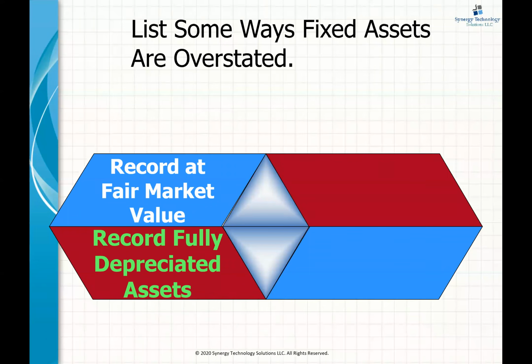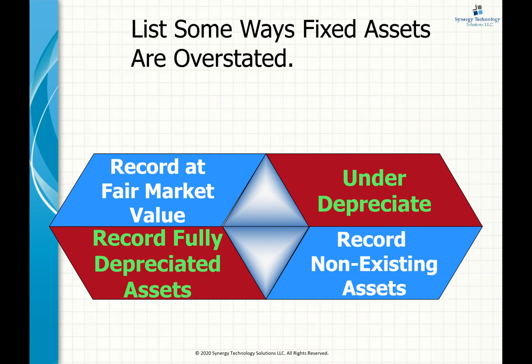Record fully depreciated assets. When an asset is fully depreciated, you should be taking it off, but you're still keeping it on the books. Under-depreciate: you change the depreciation rule to try to keep the asset on the books. Record non-existing assets. I told you about this particular company I was auditing; they claimed three properties that belonged to them. When I went for physical inspection, they didn't exist. So we had to take them off the books. That was not their asset. They were renting some space and showing it as their asset.